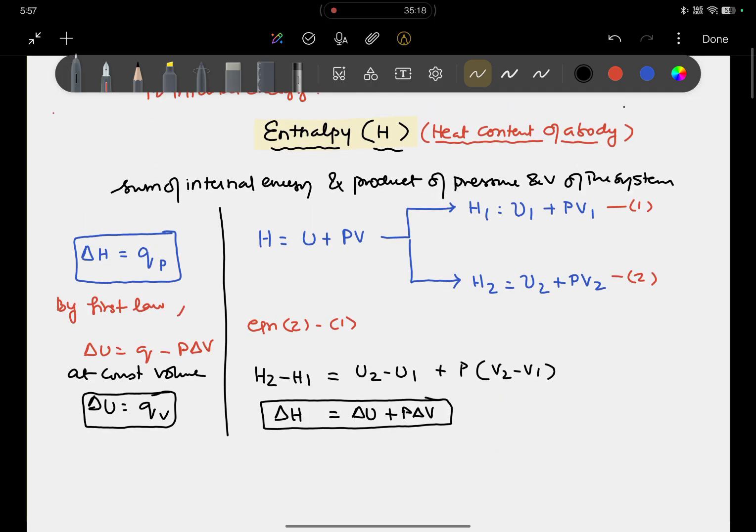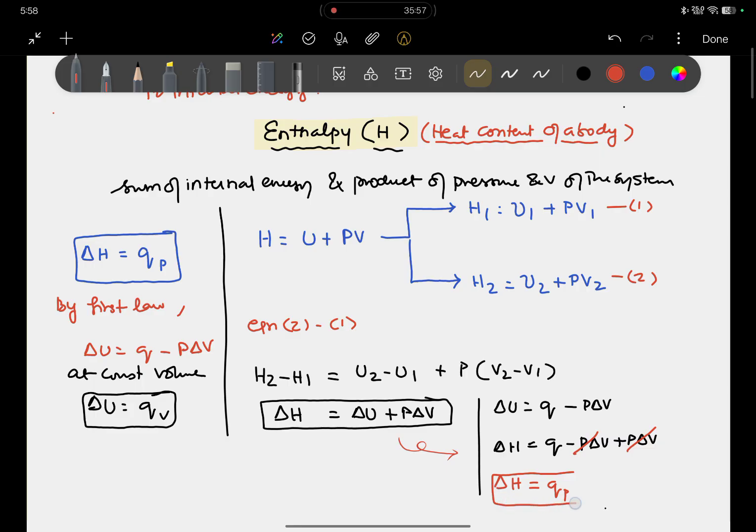The same equation I can write like this also. What is delta U by law? Delta U is equal to Q minus P delta V. Correct? Substitute that: delta H is equal to Q minus P delta V plus P delta V. Correct? Minus and plus get cancelled. So delta H is equal to Q at constant pressure. So this is how the first equation came.